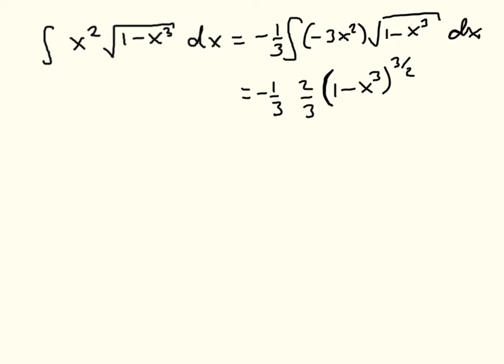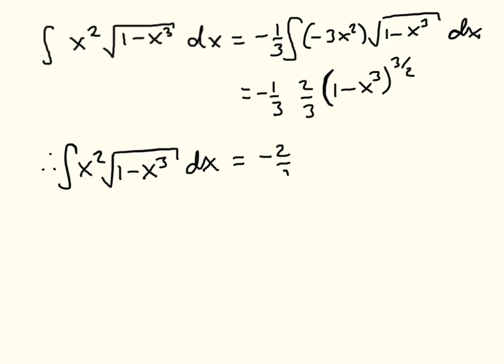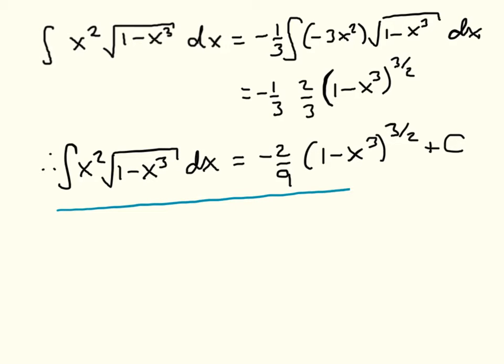So therefore let's just tidy things up. We have the integral of x squared square root 1 minus x cubed integrated with respect to x is minus 2/9 times 1 minus x cubed all to the power of 3 halves plus an unknown integration constant. And that is our answer. If you wanted to calculate this through a simple substitution, the best way to do it would be to say that your new variable, whatever you're going to call it, would be 1 minus x cubed.